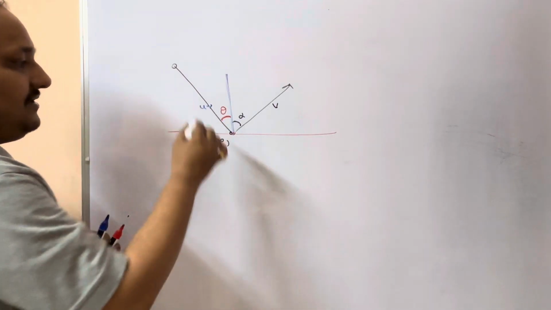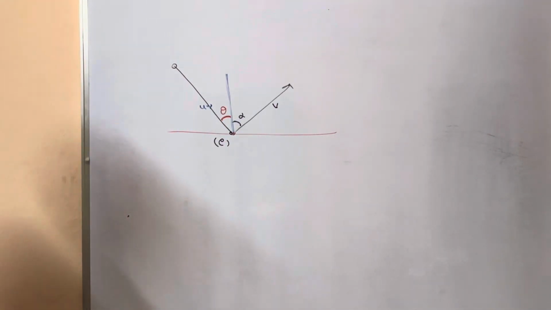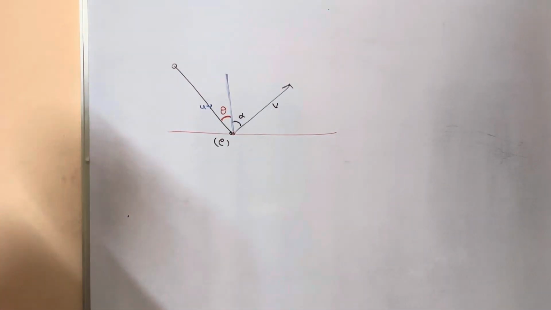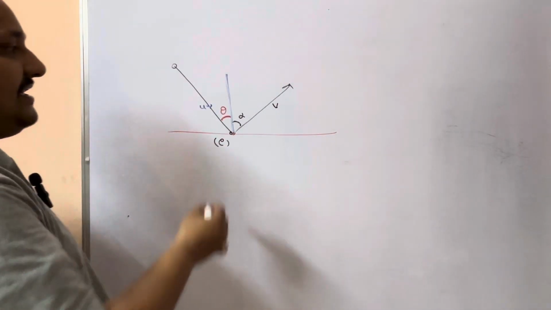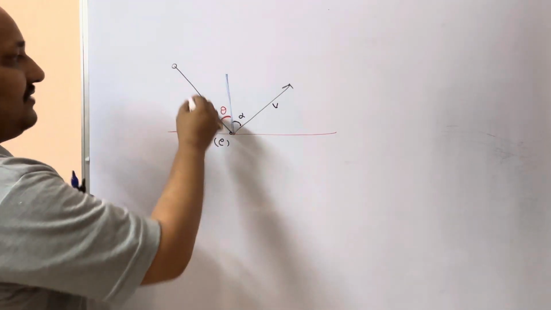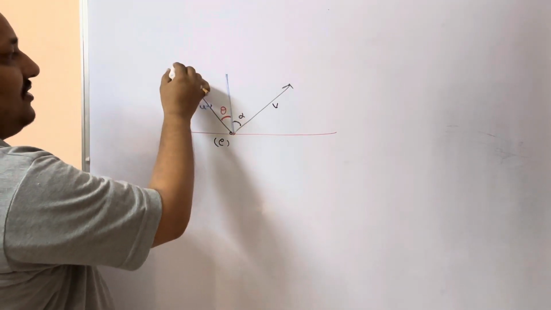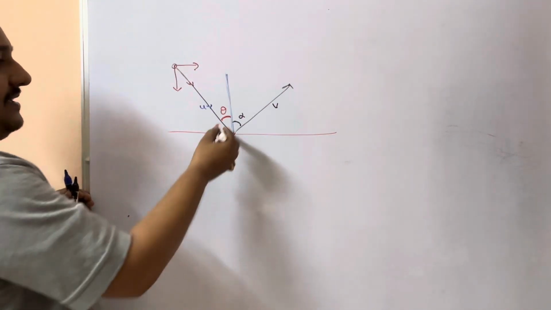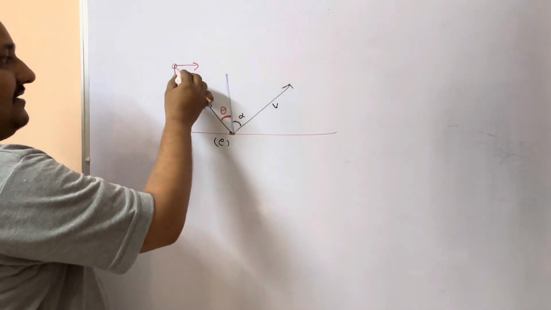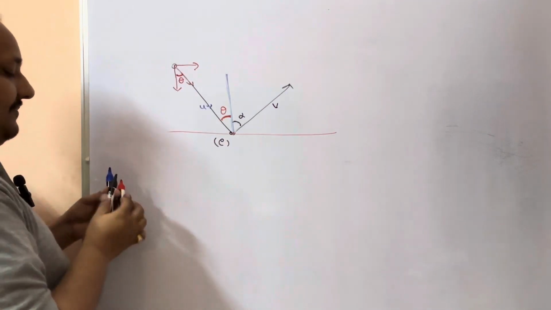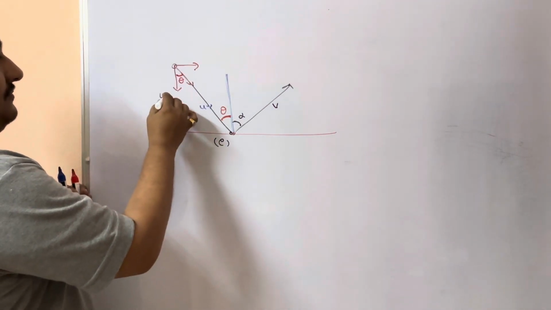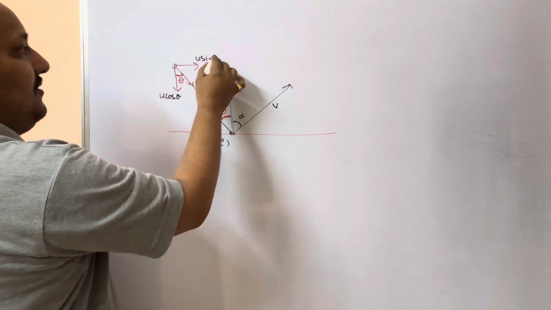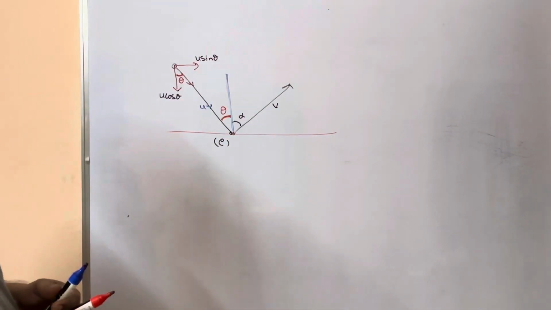So the coefficient of restitution is small e. Then see what is the angle made and what is the final velocity after this. If it is coming with initial velocity u, this u can be resolved into two components. The angle is theta, so the components are u cos theta and u sin theta.